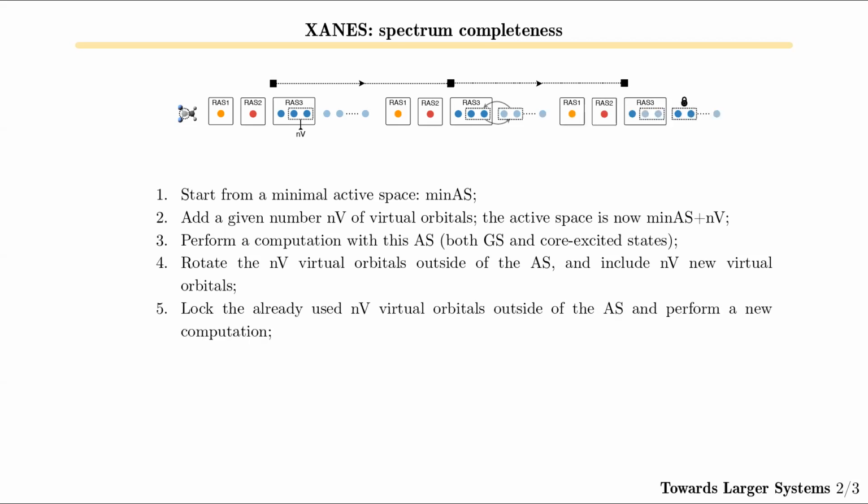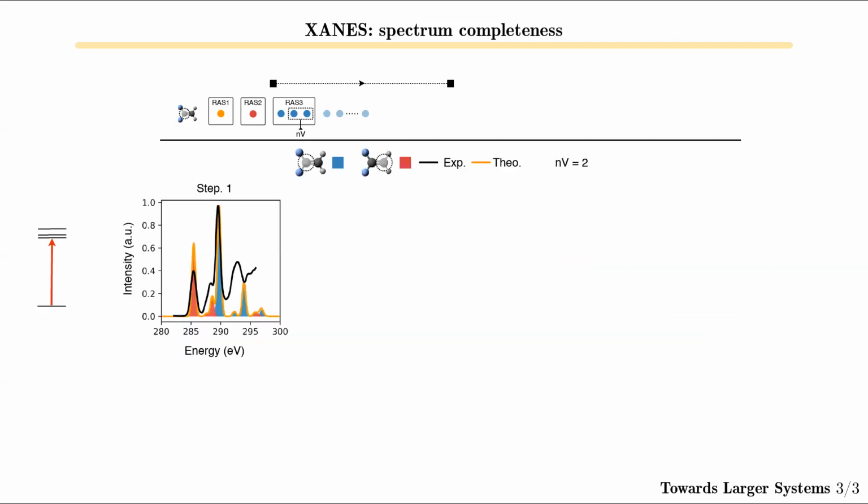We lock the one that we already used, and we repeat this computation serially until convergence, spectral convergence, let's say, of our simulation. And we tested it again on a very small molecule. You see, if we consider a very small active space, the line shape is not very well reproduced because we are not including enough transitions to describe the spectral window.